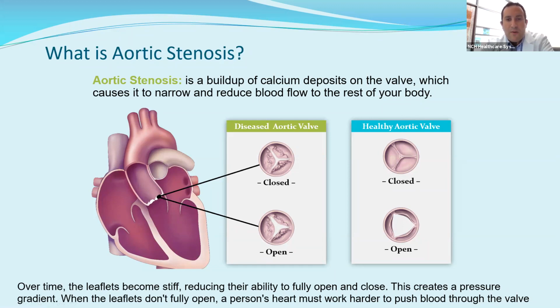Over time, just like we get plaque in our arteries, we can get plaque on our valves, and that plaque can cause the valve to tighten. And as a result, sometimes it can be stuck in the open position, but often it can be stuck in the closed position. When the leaflets become stiff, it reduces their ability to fully open or close. It creates a pressure gradient. When the leaflets don't fully open, the heart has to work significantly harder to push the blood through the valve.